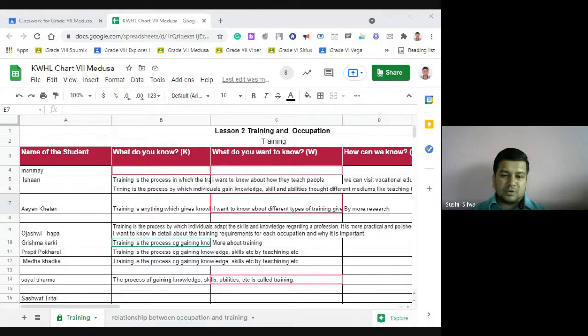We're going to continue with this topic. I'll divide you into groups. Based on whatever you kept on the KWHL chart, now we will continue with the next step.